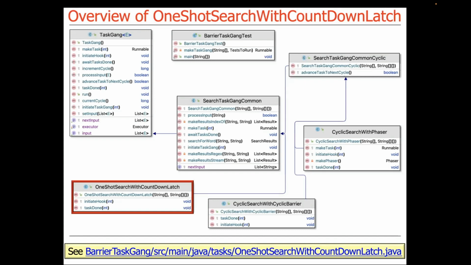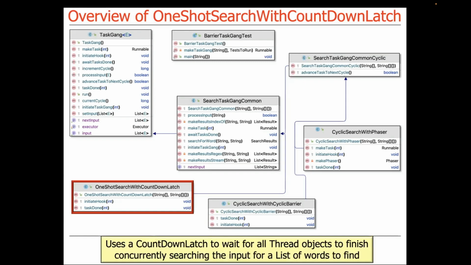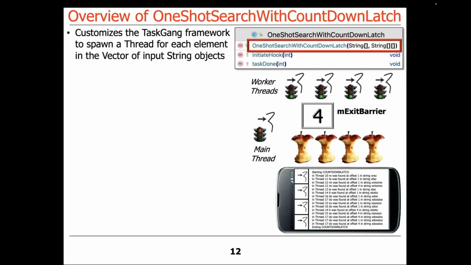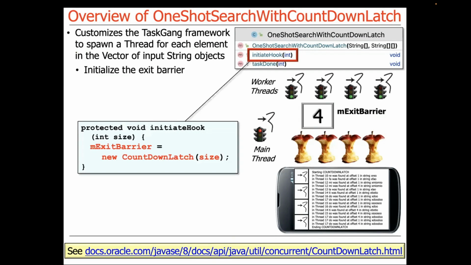So let's take a look at the OneShotSearchWithCountDownLatch class. You'll see that this class uses the CountDownLatch to wait for all thread objects to finish concurrently searching the input for a list of words to find. Here's the way it's going to work. The class has an initiate hook that will initialize the exit barrier. Here you can see we're setting the barrier to a CountDownLatch with size, which is the number of threads or the number of elements that we're going to be processing.